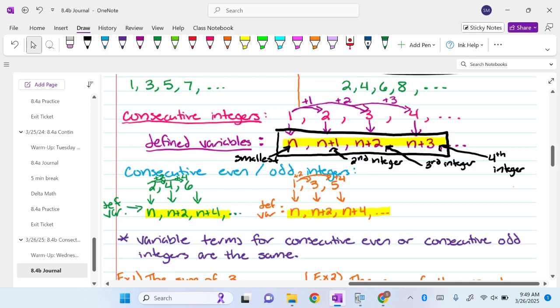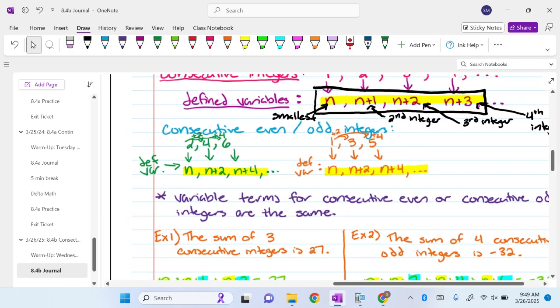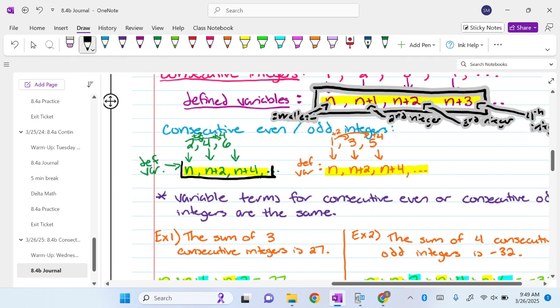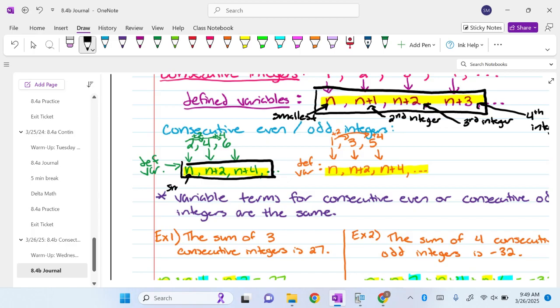All right. Now, that's with consecutive integers, so not even or odd. The other part that you need to know is with consecutive even or odd integers, you would use this configuration. It's the same for both. So n plus 2, n plus 4. So n is still your smallest, but then n plus 2 would be your second integer of an even or odd variety, and n plus 4 would be your third integer of your even or odd variety.